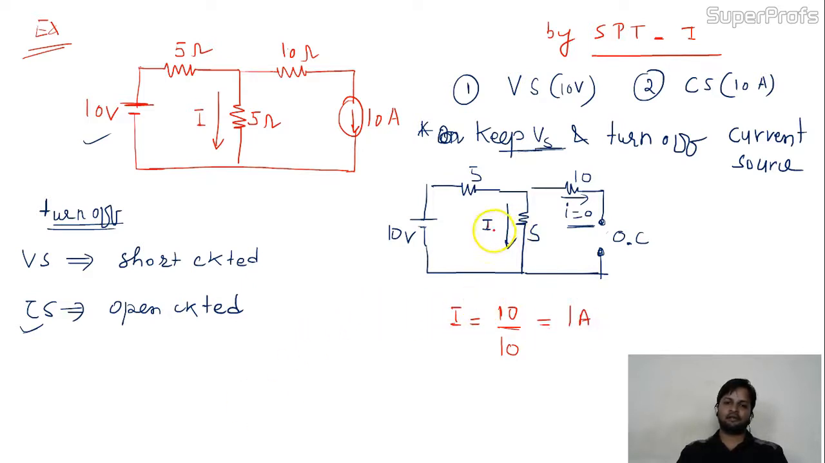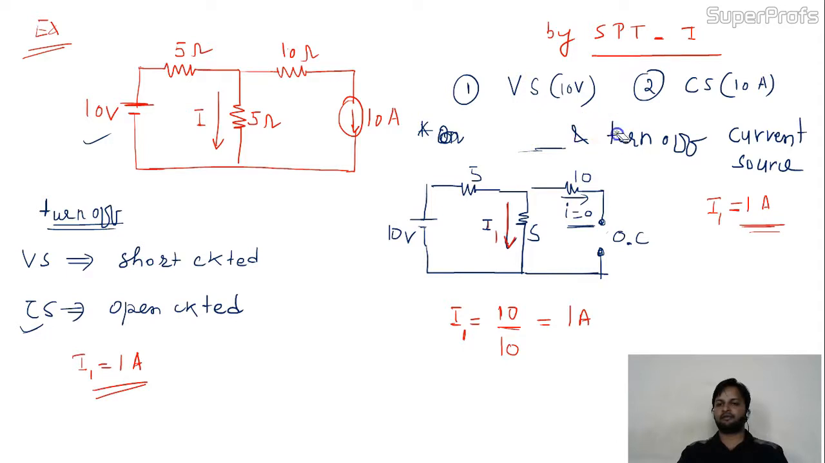This I'll name I1. So by Vs, you get the current I1 and that is 1 ampere. And what is the direction of this? Yes, this is the direction. Whatever you assume, the same direction, it is 1 ampere. You got I1 equal to 1 ampere. Now in the second step, we'll keep the current source and we'll remove the voltage source. In step 2, I have to erase this completely. Wait a minute.